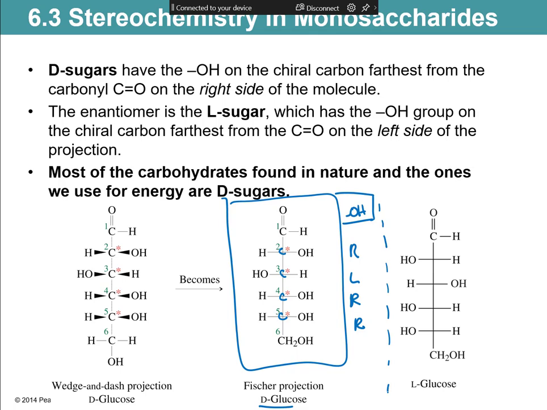Interestingly, D forms of all the sugars are what you find in nature. So remember cis and trans? We said that for those double bonds, cis is what you find in nature. You don't find trans. Same thing here. D sugars are the most common sugars found in nature. Very rarely are the L, the opposite or mirror image forms, found in nature.